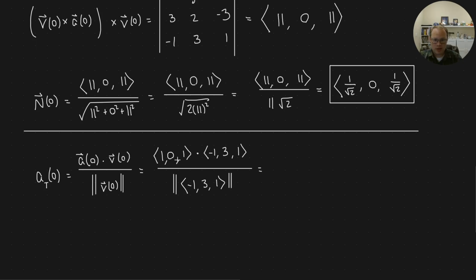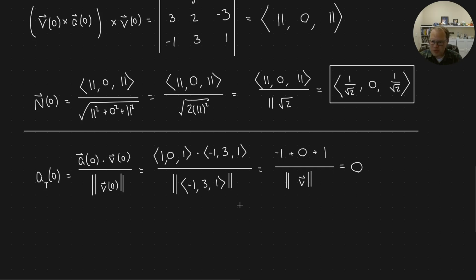The dot product, I get 1 times negative 1, that's negative 1. 0 times 3, that's 0. And then 1 times 1, that's 1. Okay? And looking at this, we immediately know that the numerator is 0. So I don't even need to calculate the denominator, do I? Once your numerator is 0, your denominator doesn't matter. The fraction is just 0.